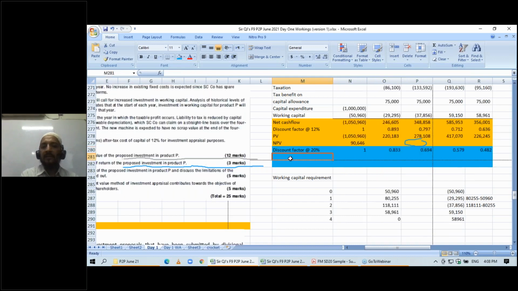So now multiply the net cash flows with the discount factors in order to arrive at the present value at 20% rate. So students, keep your calculators in hand and keep calculating. Multiply the net cash flows with the discount factor at 20%.